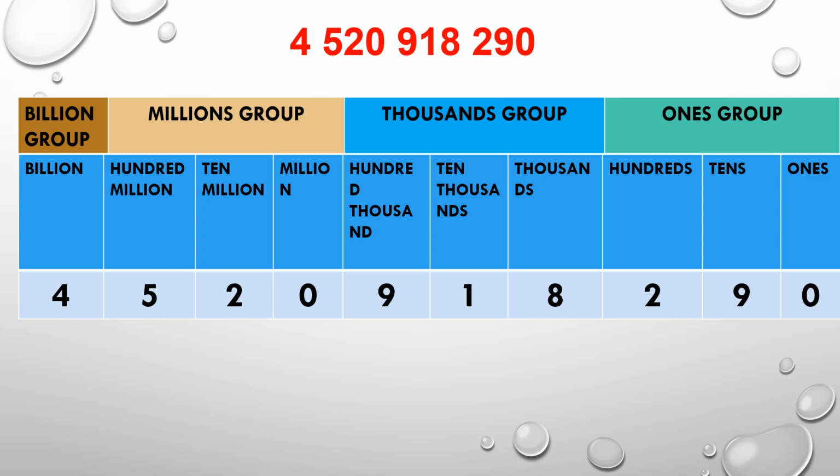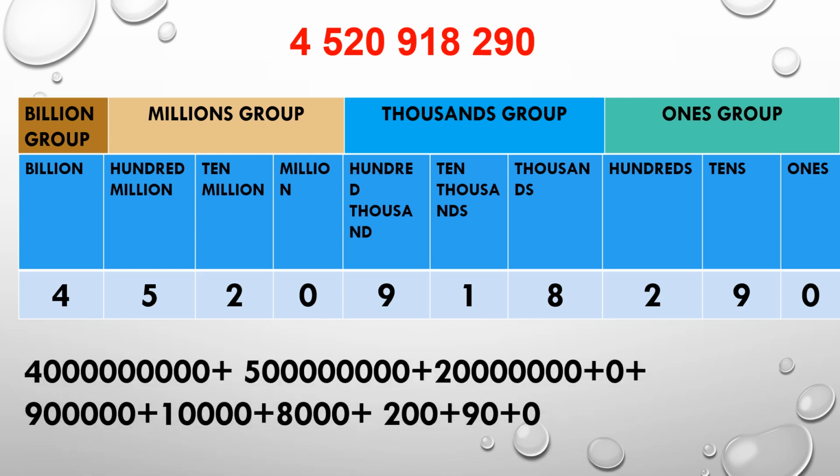So 4 is in the billions group. Its place value will be 4 billion. Then similarly, you will write the place value of every digit. So this is a very simple way in which we can write a number in expanded form.